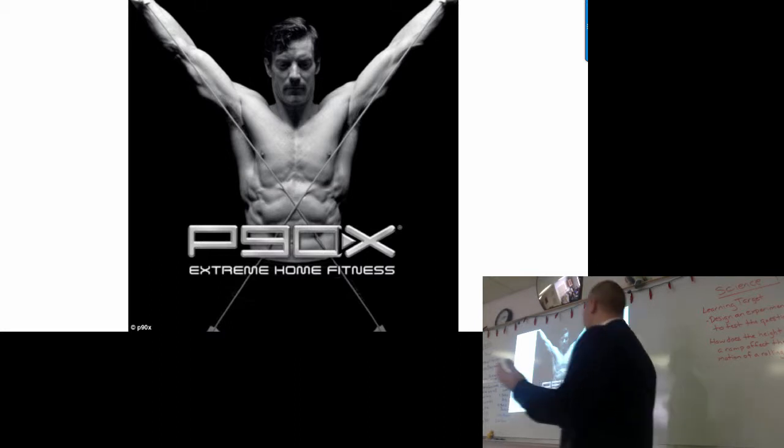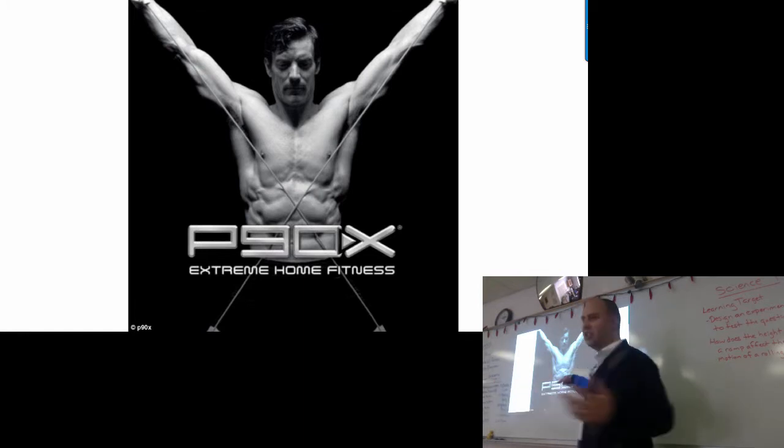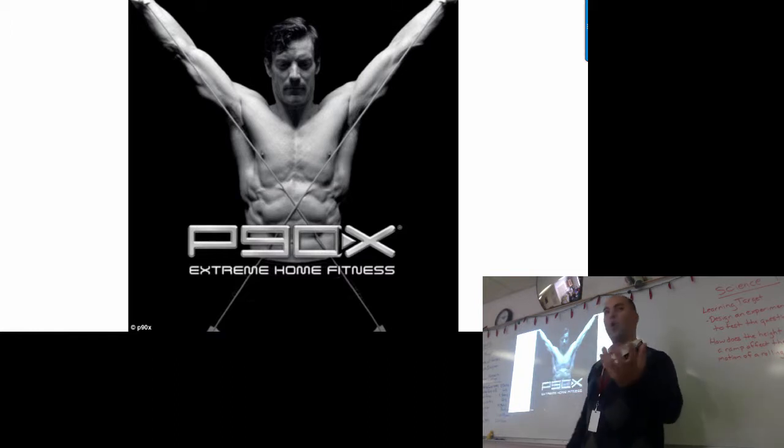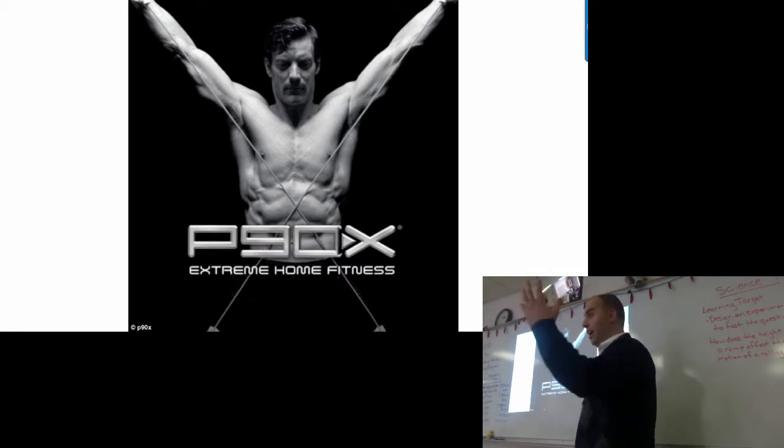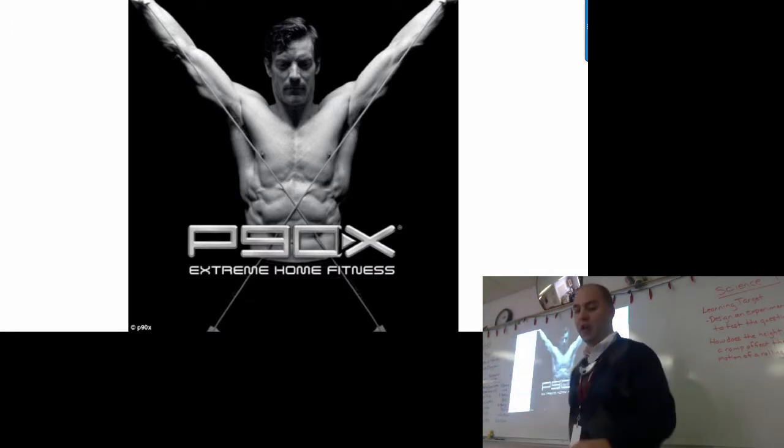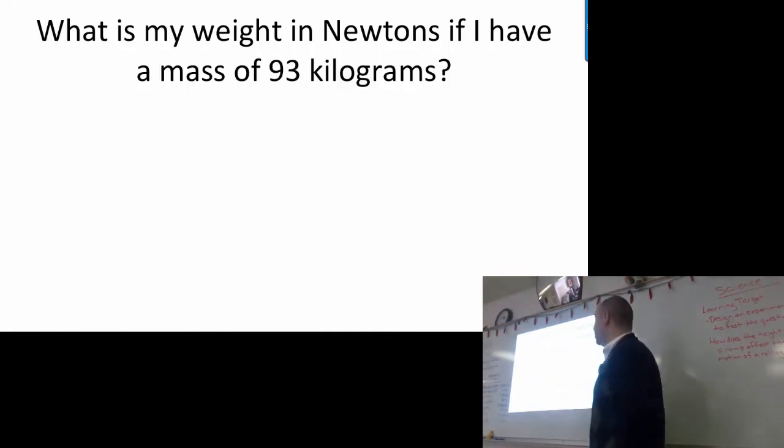But here is what they do. So the 90 stands for 90 days. And you're supposed to do these workouts every day for 90 days. And if you do that, they promise you that the before picture and after picture will look a lot different. All right, and that's kind of how they sell you. So we are going to use this little trip with P90X to kind of figure out some things with weight and force calculations. So here's what we're going to start out with.